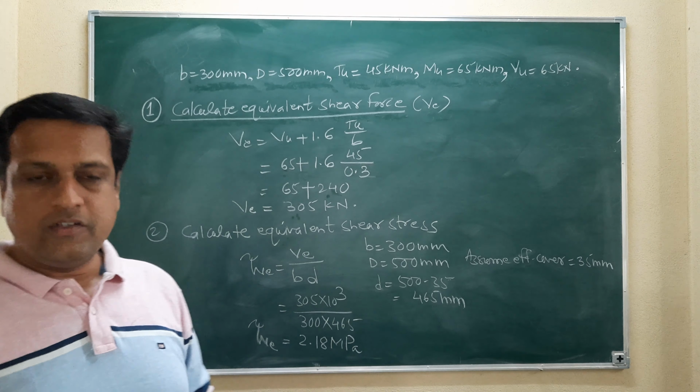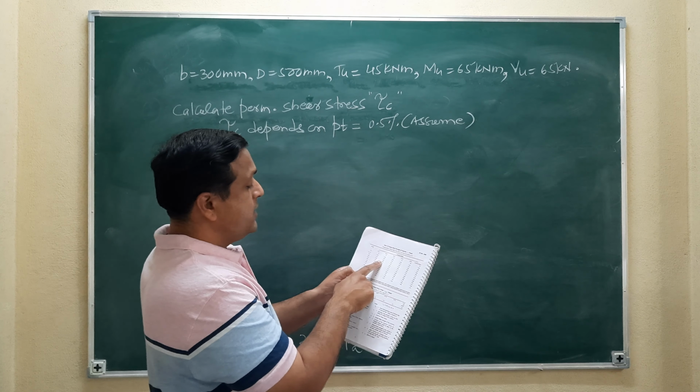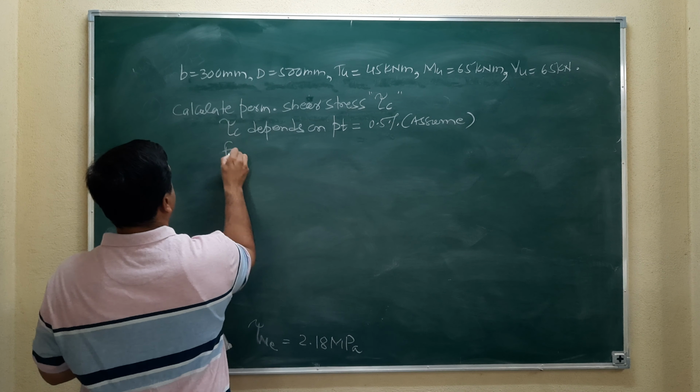From table 19, the tau C value for 0.5 PT is 0.48 for M20 grade concrete. So tau C is 0.48 Newton per mm square, which is megapascal. It is taken from table 19, page number 73 of the IS 456 2000 version. So this is the simple step.